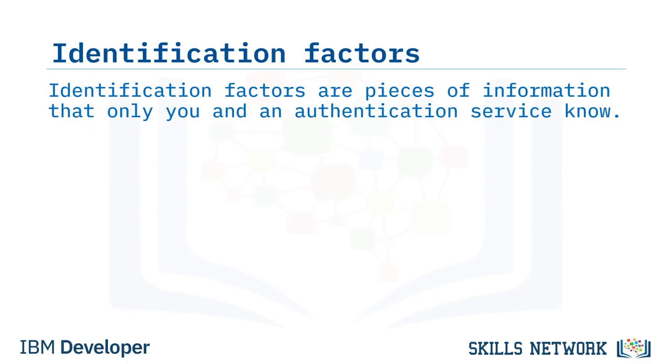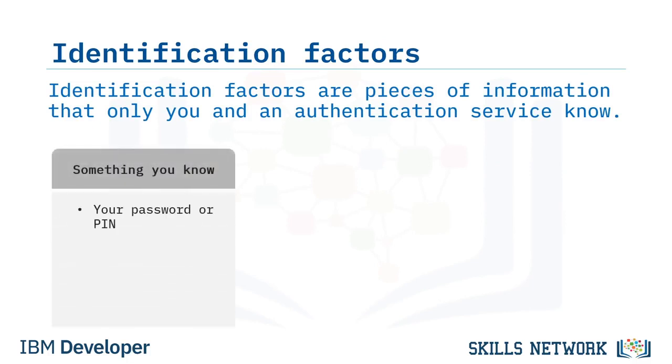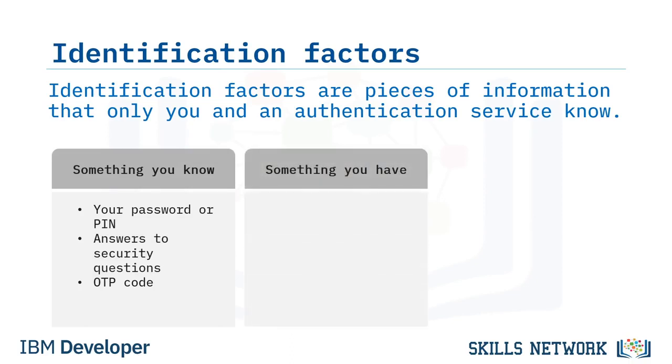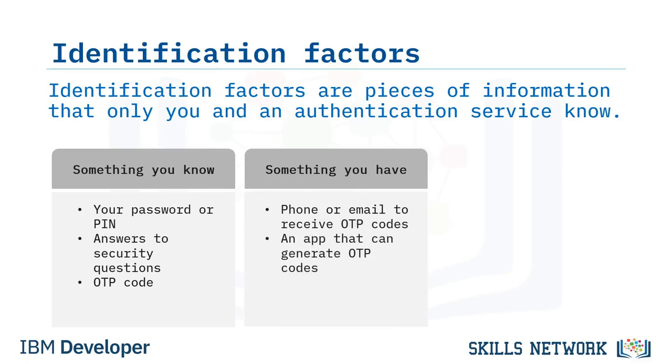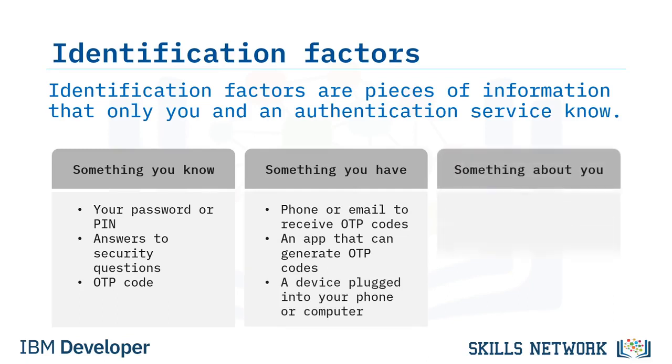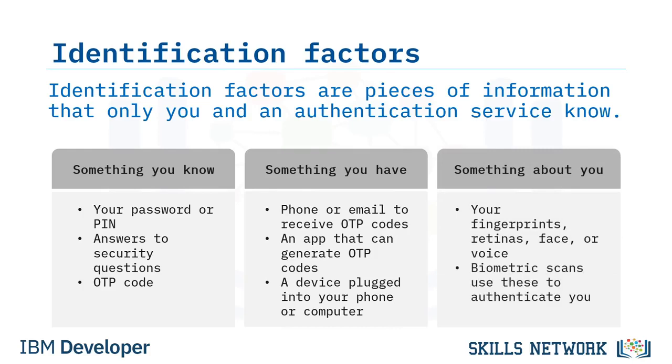Identification factors are pieces of information that only you and an authentication service know. They include the following: something you know, like your password or PIN, answers to security questions, or one-time password or OTP code. Something you have, like a phone or email to receive OTP codes, a phone app that can generate OTP codes, or a device plugged into your phone or computer. Or something about you, like your fingerprints, retinas, face, or voice. Biometric scans use these to authenticate you online or unlock a door to a secured area.